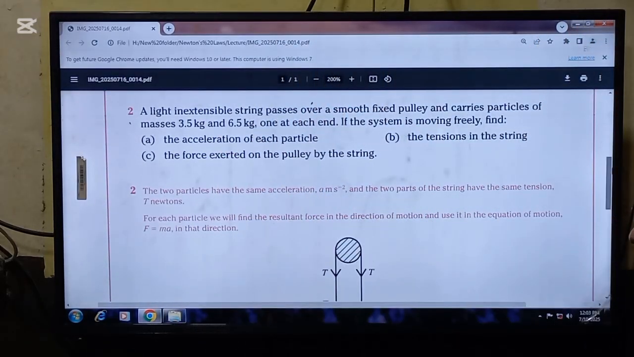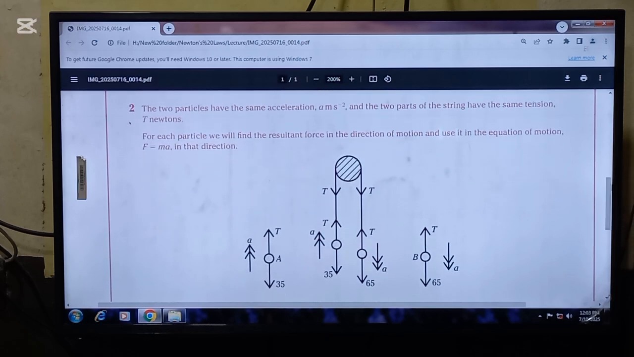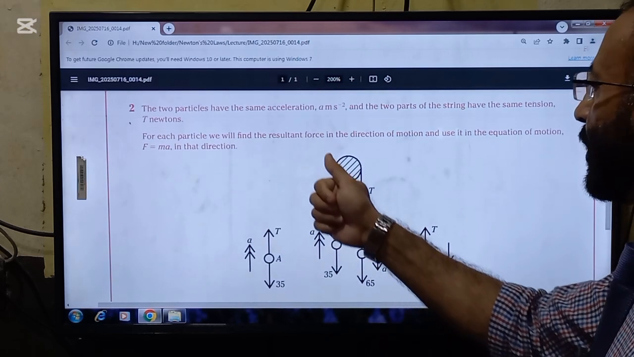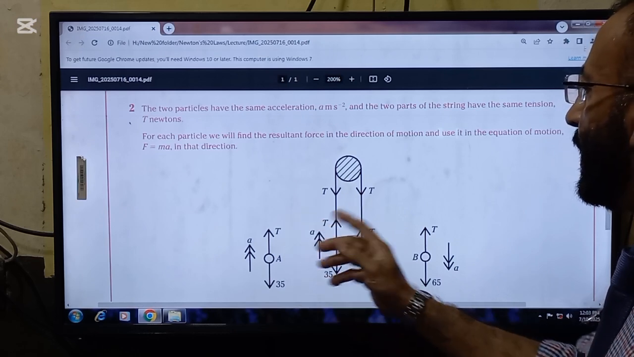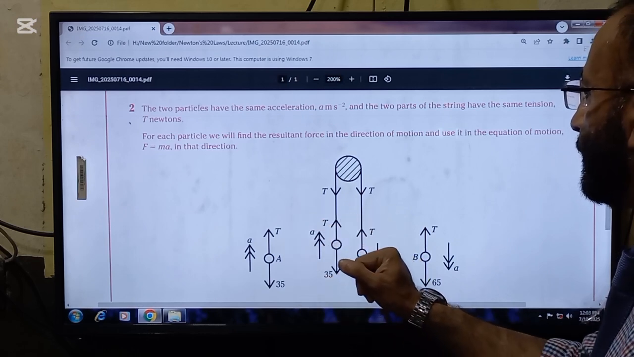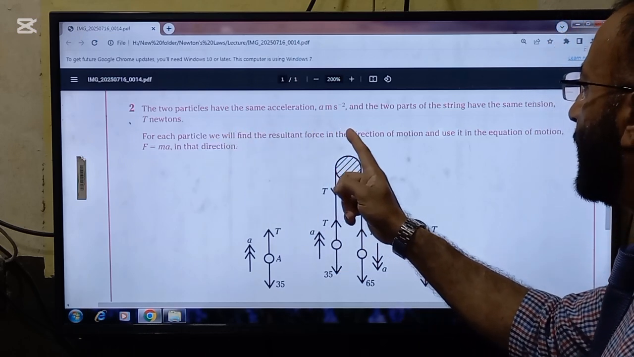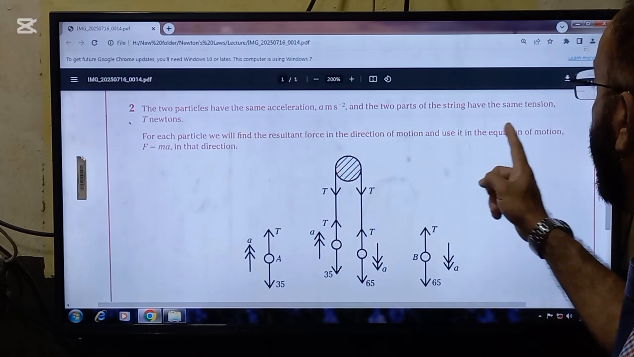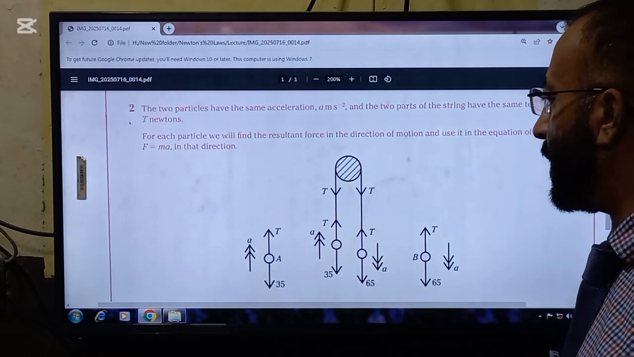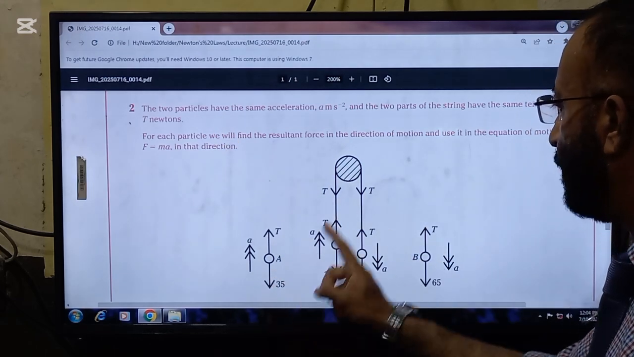Okay, here is the solution. So concentrate yourself now. The two particles have the same acceleration, because the acceleration and the tension will be the same on the two portions of the string. The two particles have the same acceleration a meter per second square, and the two parts of the string have the same tension T Newtons. So we are discussing the two particles separately.